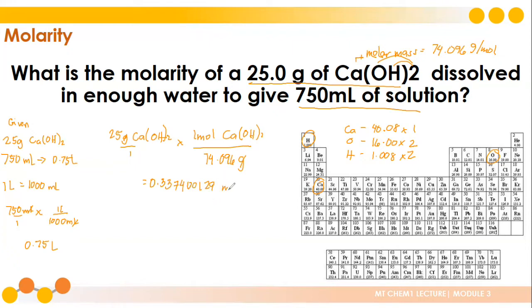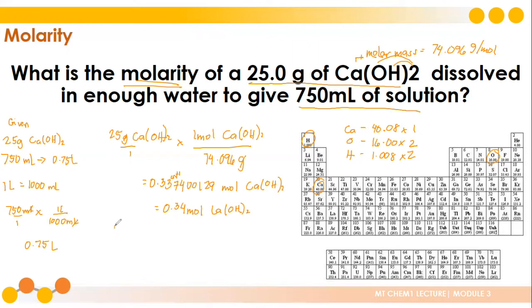When you proceed with solving, we will be getting a total of 0.337400129 moles of calcium hydroxide. Of course, all of these numbers, we should round them off to two significant numbers. So our final mole will be 0.34 moles of calcium hydroxide. You can now proceed with solving for the molarity of our solution.